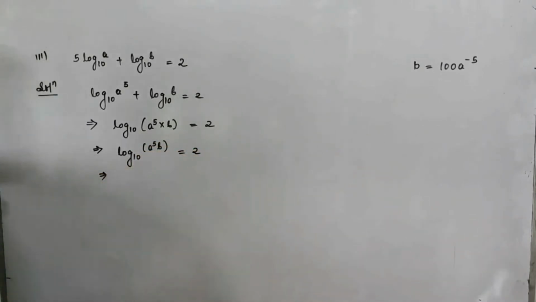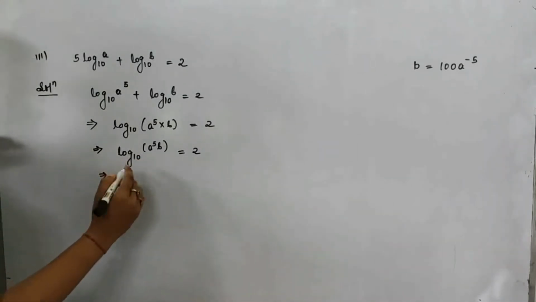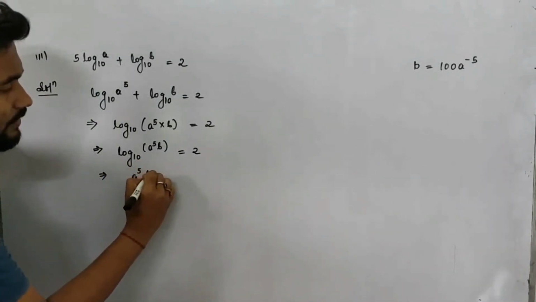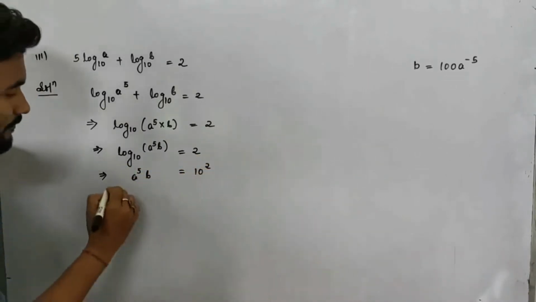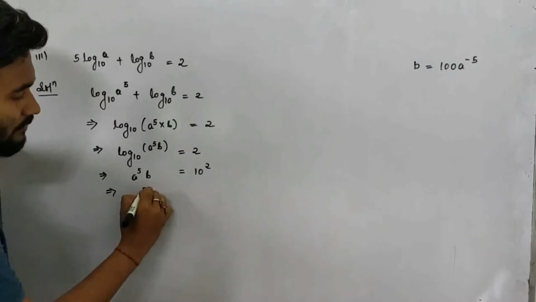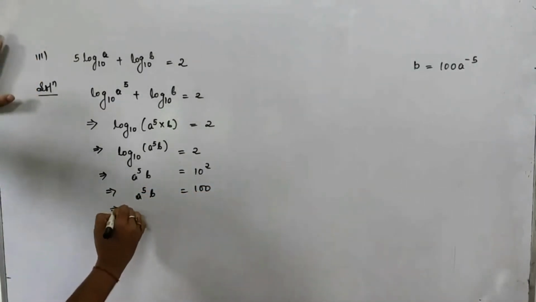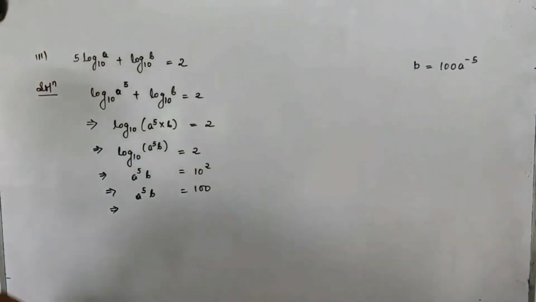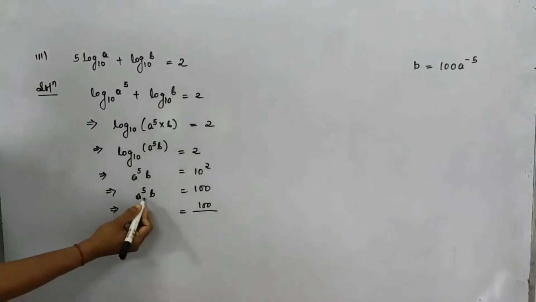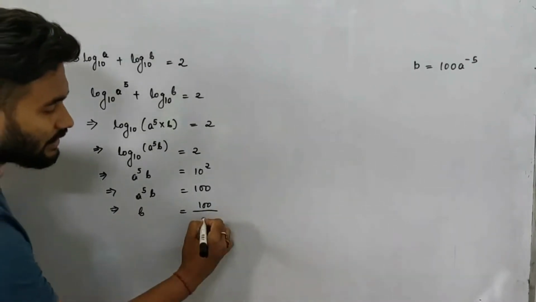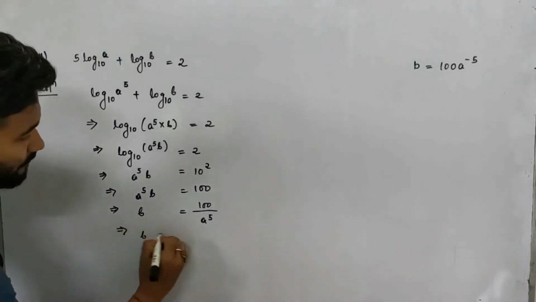Now again take it to exponential form. What will happen? A to the power 5b will be equal to, this 10 will go here, 10 square exponential form, which implies a to the power 5b is 100. So what do you need? B equal to, right? So b will be equal to 100 into, a to the power 5 is there, over here what will become? Divided by a to the power 5. Now very simple, which implies b.